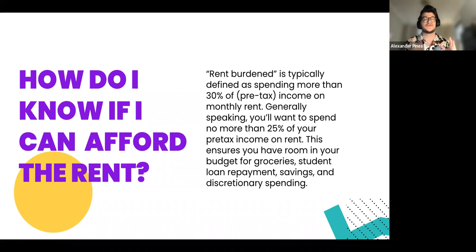But that's the sort of, if you're trying to plan in an ideal world, what's my budget? Shoot for 25% or less of your income. That way you have room for student loan repayments, groceries, savings, doing exciting things and not just sitting at home all the time, right? That sort of thing. So that's the kind of threshold you want to shoot for.